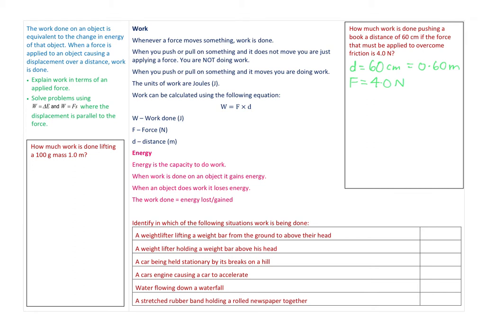How do we work out the work done? Well, work done equals force times distance, which is equal to, we substitute in, 0.6 times 4, which, if the math that I'm doing in my head is correct, is 2.4 joules. And we had two significant figures in our question, so we've got two significant figures here in our answer. So, very simple calculation to work out work done.